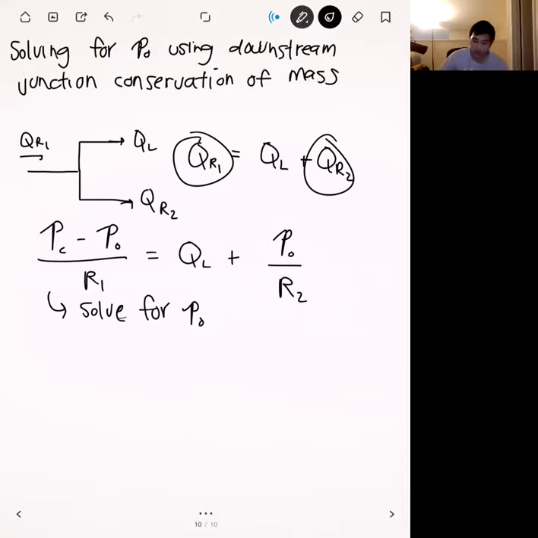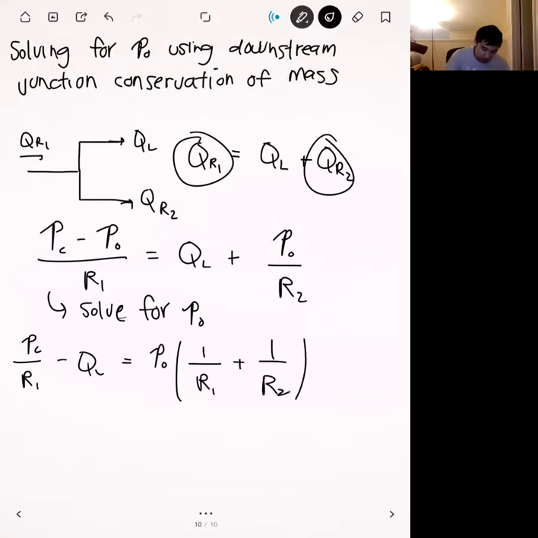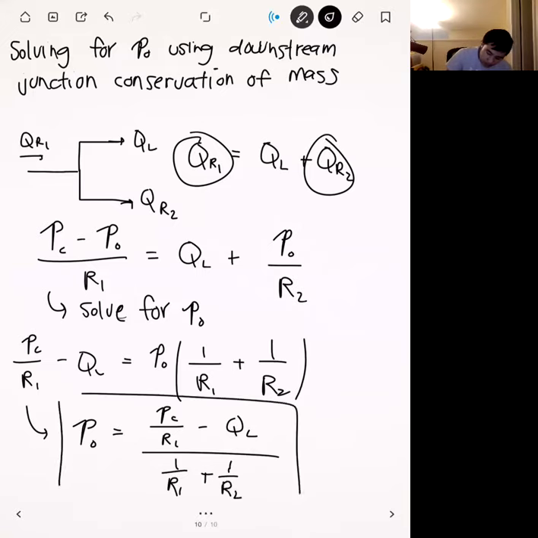Okay. And so if we solve for PO, let me go ahead and put PO all on one side of the equation. What we have is PC divided by R1 minus QL is equal to PO. And then we go ahead and factor out 1 over R1 plus 1 over R2. Okay. And so what we get here is PO is equal to PC over R1 minus QL, divided by 1 over R1 plus 1 over R2. Okay.